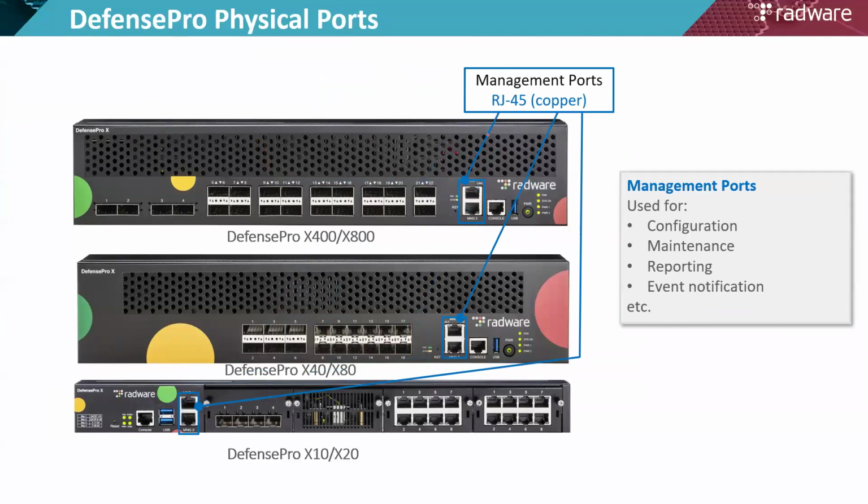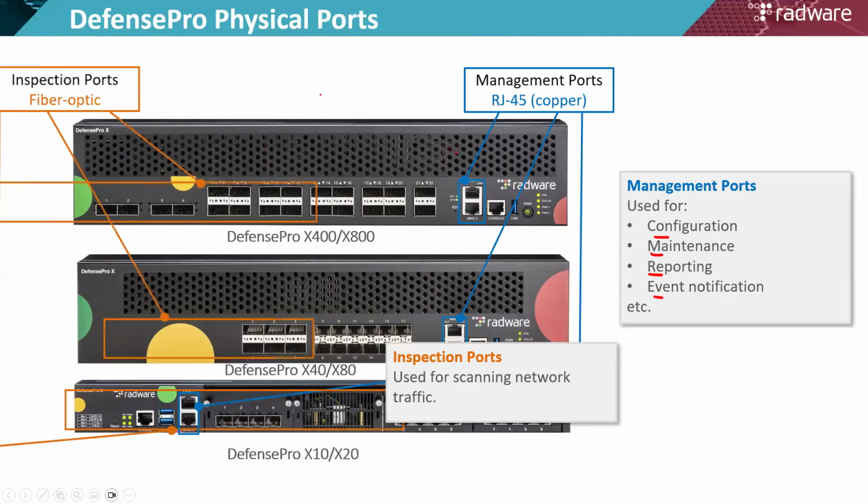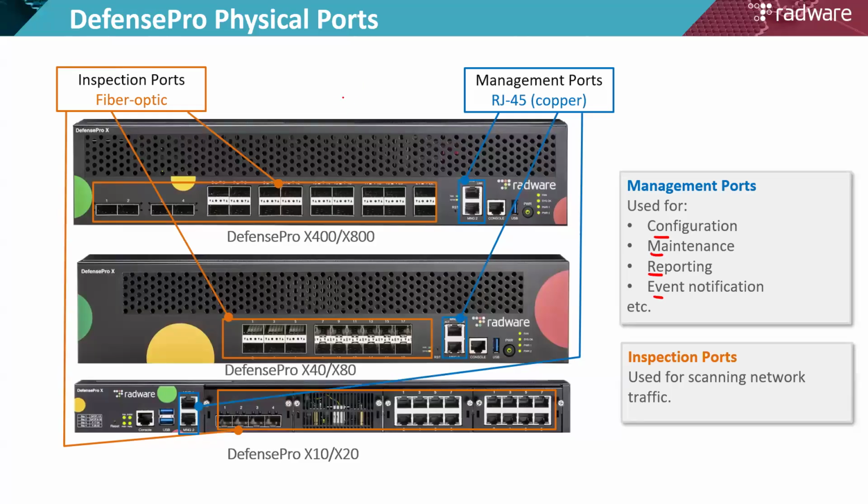All the ports highlighted in blue are your management ports, used for configuration, maintenance, reporting, event notification, etc. Then we have your inspection ports, which are highlighted in orange. They could be fiber optic or copper ports, depending on the platform that you purchase. The data received on the inspection ports is scanned. Only these ports would be scanning the traffic for any attack. So make sure that the incoming traffic is passed via these ports and not via management ports.